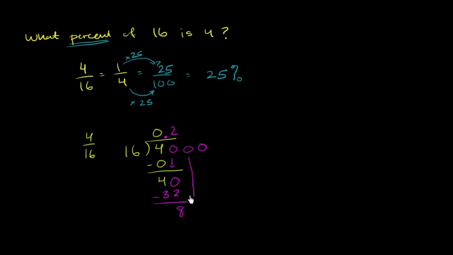And you could bring down another 0. And we have 16 goes into 80. Let's see, 16 goes into 80 5 times. 5 times 16 is 80. You subtract, you have no remainder, and you're done. 4/16 is the same thing as 0.25. Now, 0.25 is the same thing as 25 hundredths, or this is the same thing as 25 over 100, which is the same thing as 25%.